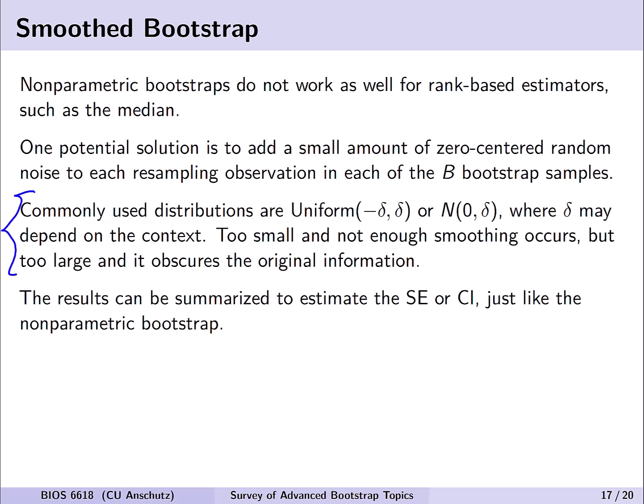In practice, you can use any distribution you want, but some common choices include the uniform, maybe from negative delta to positive delta, or a normal distribution, again centered at 0 with standard deviation or variance delta, where delta would be set depending on your context. The thing we have to think about is that if you set it to be too small, not enough smoothing will occur, but if you set it to be too large, it'll obscure the original information. So you have to find this kind of fine balance and maybe even play around with that parameter in some cases. Now, like before, the results after you do this little tweak or shift of the random noise can be summarized to estimate the standard error or confidence interval, just like you would for any nonparametric bootstrap.